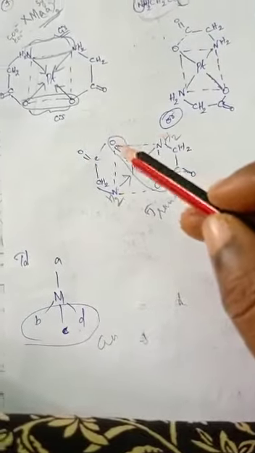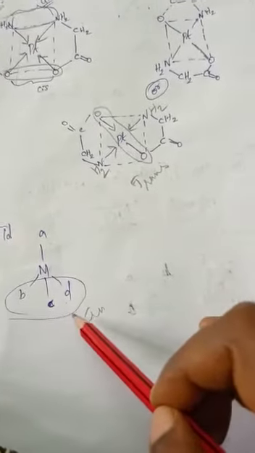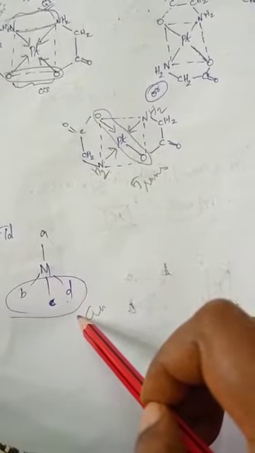In the case of tetrahedral, the metal will be bonded with 4 different ligands. One will be above the plane and the other 3 will be below the plane. So what will happen? These three will be adjacent to each other, so here only the cis isomer is possible.